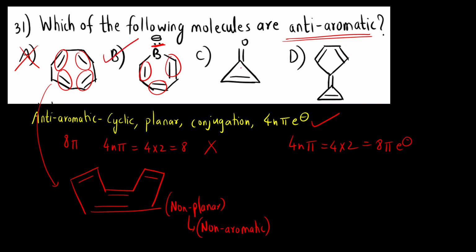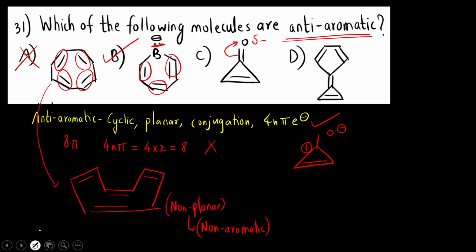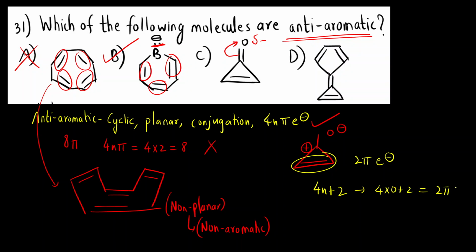So B is correct. For C, this is more electronegative, so we can break this bond like this. I will get O minus. We have to check only this ring. Here we will get a positive charge and a pi bond. So how many pi electrons are there? There are only 2 pi electrons. With 4n plus 2, if I put n equal to 0, I will get 2 pi electrons. So this is an aromatic compound. Since it is aromatic, this is also incorrect.